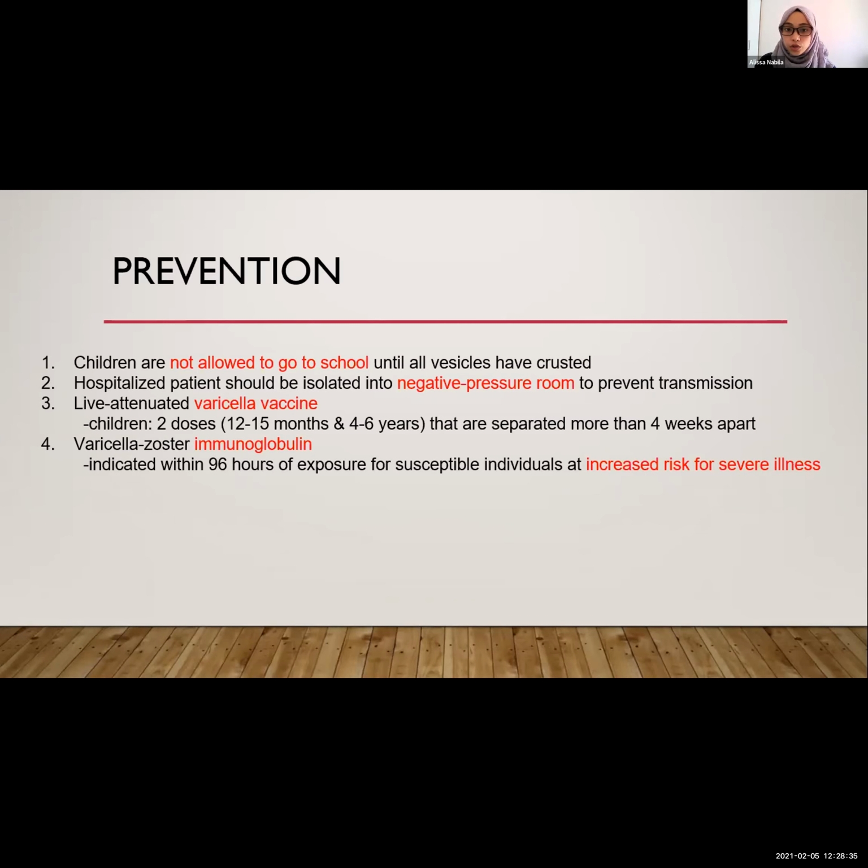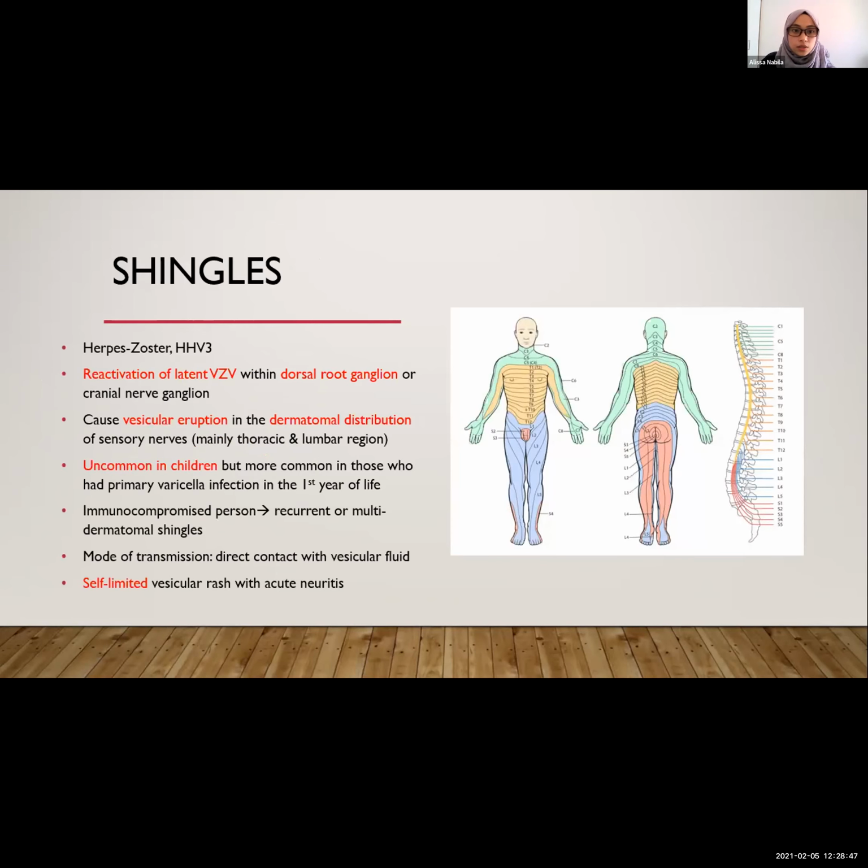In children, we give 2 doses that are spaced more than 4 weeks apart. Usually, we give within 12 to 15 months and 4 to 6 years. And then varicella zoster immunoglobulin, we give to patients that have increased risk to get severe illness. And then for shingles, it is the same virus as chickenpox. In fact, it is a reactivation of the latent varicella zoster virus within the dorsal root ganglion or cranial nerve ganglion. So it causes vesicle eruption in the dermatomal distribution.